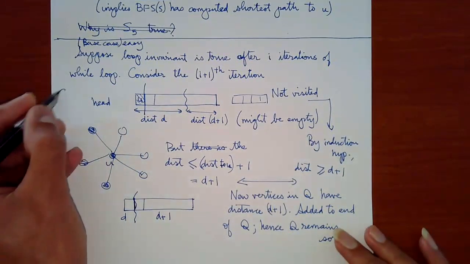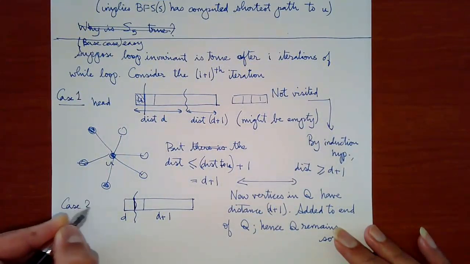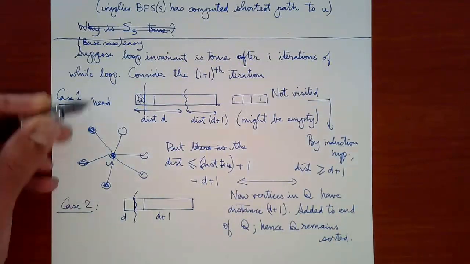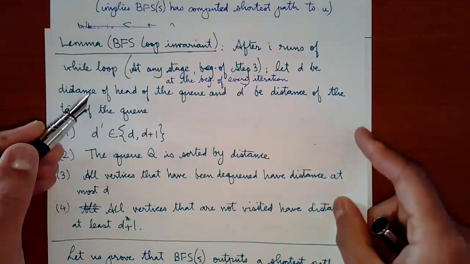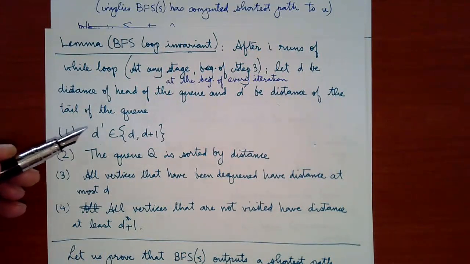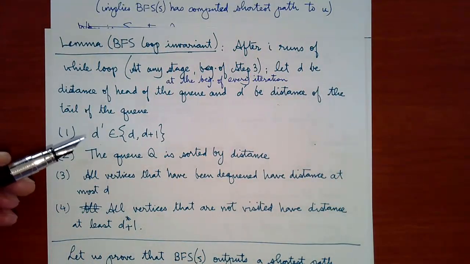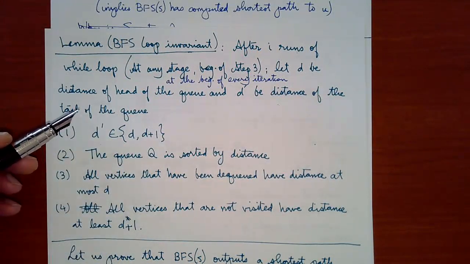So you should think of this as case 1, and this is case 2. You just write the proofs out separately for these, because things are going to change. The head of the queue is going to have a different distance after one loop in case 2. In case 1, d remains the same. In case 2, d becomes d plus 1. So then you have to redo all these arguments.